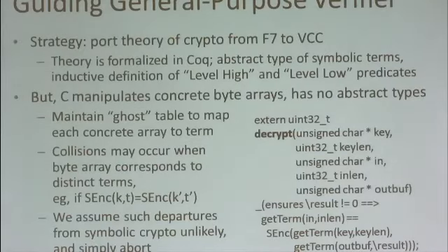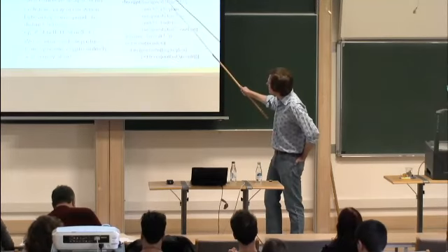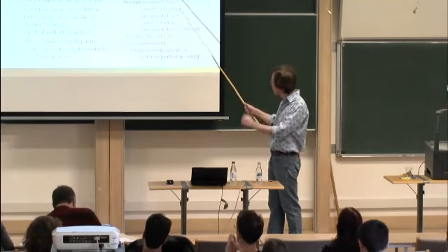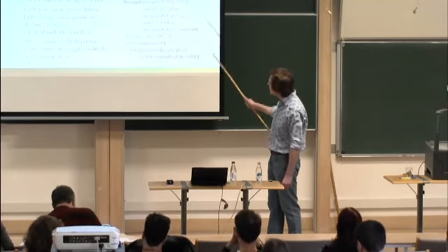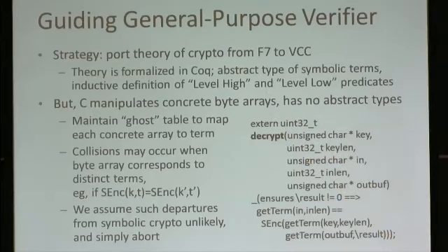Okay, so the puzzle is how can we use some of these nice tools that we developed for reasoning about C code to do crypto proofs. And our strategy was to take a theory of crypto that we developed in the context of F7, one of these tools for F#, and port it to VCC. And we tried to develop the theory for F7 in a way that was independent of the particular programming language you would use to do the crypto.